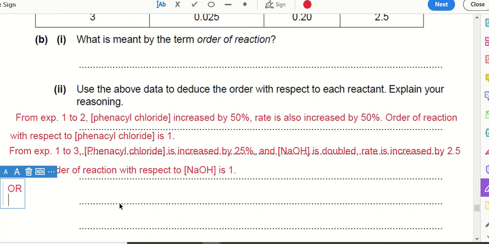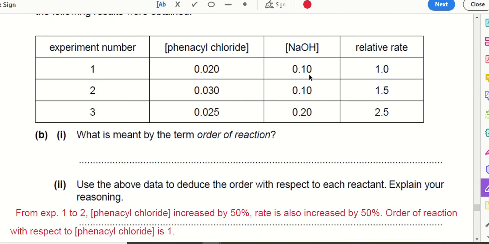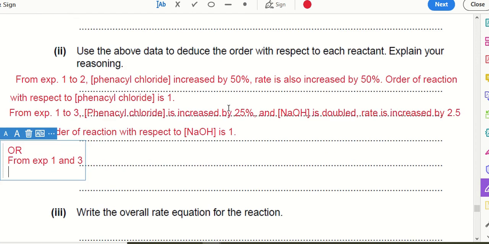I'll put an "or" here so that you know that it is an alternative. So from experiment 1 and 3, what I'm going to do is use the rate equation for both experiment 1 and 3. So I'm going to use experiment 3 divided by experiment 1.